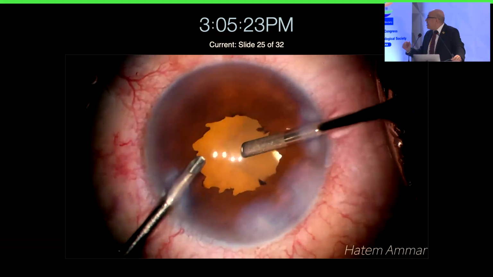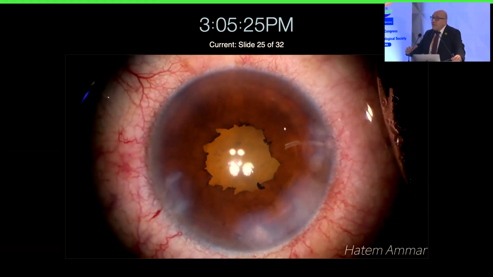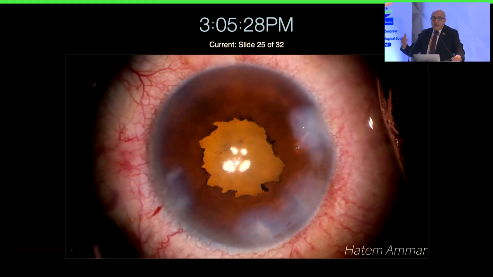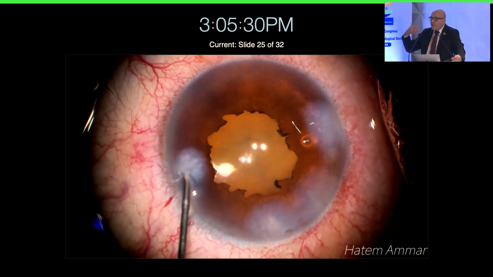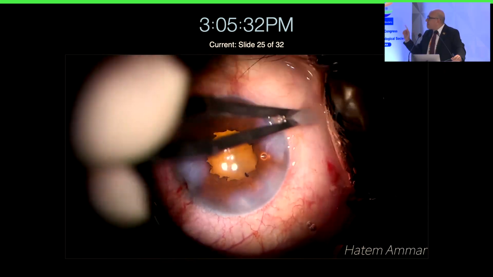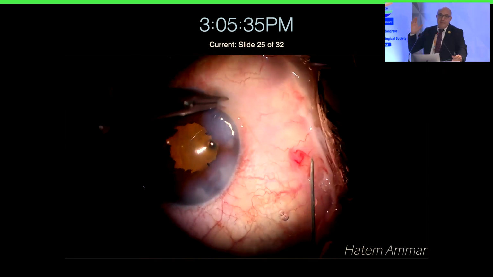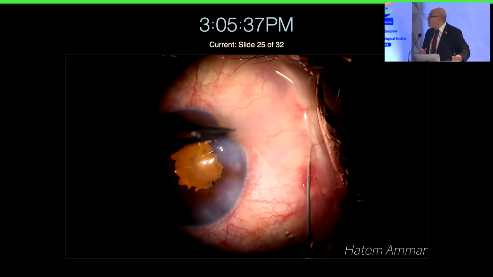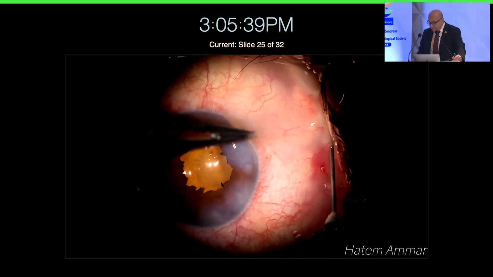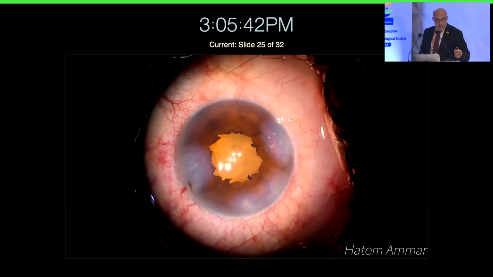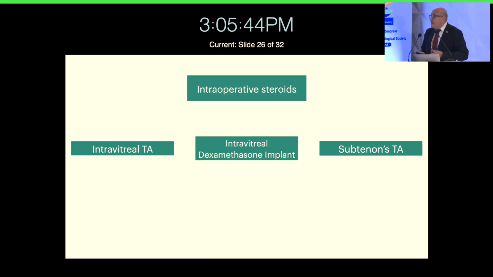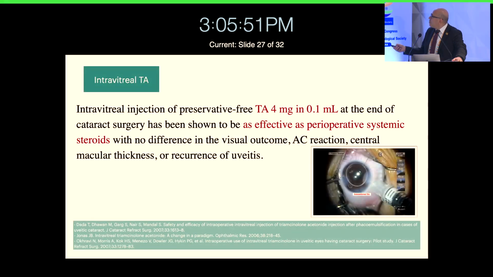Then irrigation aspiration, cleaning all the OVD to avoid post-operative spikes, because spikes may occur from uveitis. Don't add OVD to cause more spikes. Subtenon, never forget to inject subtenon triamcinolone, 1 milliliter. Intraoperative steroids, you have intraoperative triamcinolone, as you see here. Injection of 4 milligrams gives good, effective perioperative control of inflammation like systemic steroids.